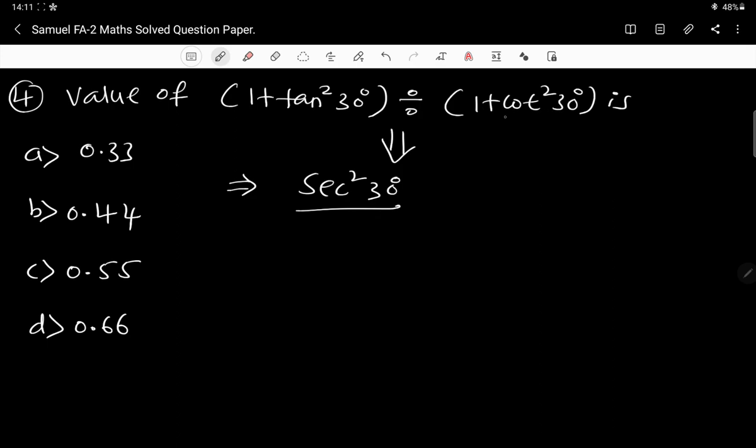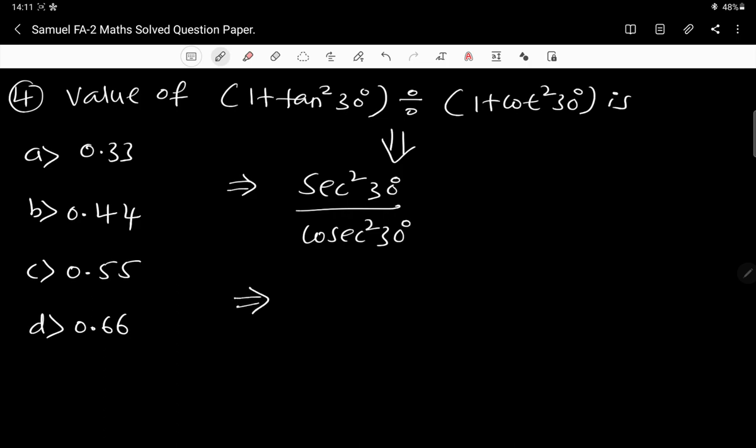1 plus cot square 30. 1 plus cot square theta is cosecant square theta. So that's why directly you can write it as cosecant square 30 degree. Are you understanding what I'm writing here? Alright, so this is the identity. We are taking help of this identity: 1 plus tan square theta is secant square theta and 1 plus cot square theta is cosecant square theta. We are taking help of that.